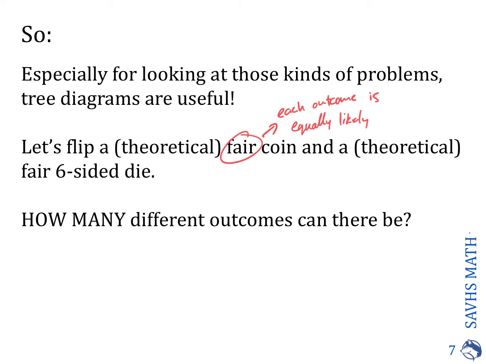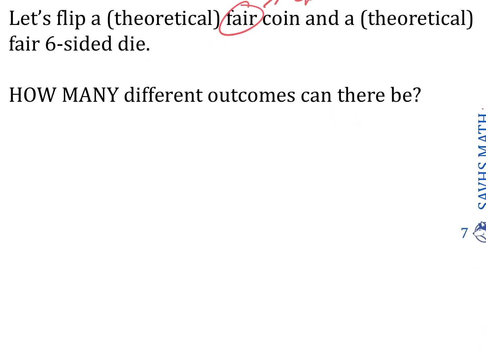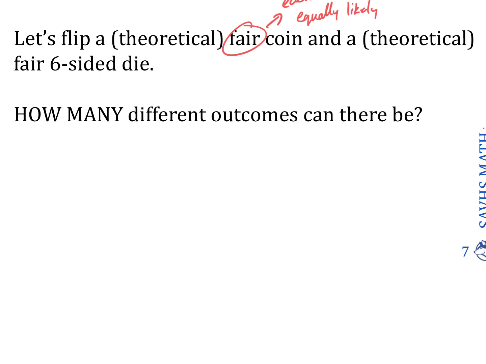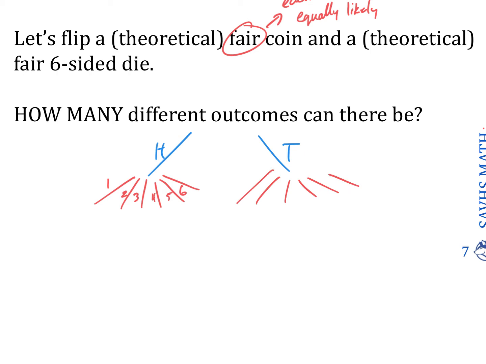How many outcomes could we have if we flip a coin and then roll a die? So let's see. If we flip a coin, we could either get heads or we could get tails. If we roll a die, we could either get a 1, a 2, a 3, a 4, a 5, or a 6. And here we could get the same 4, 5, and 6.